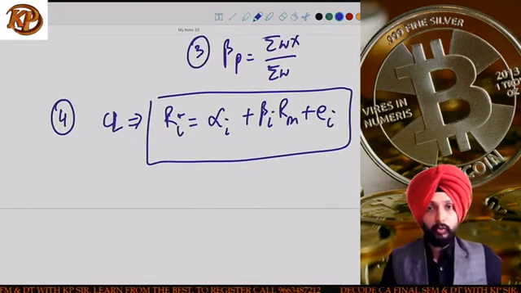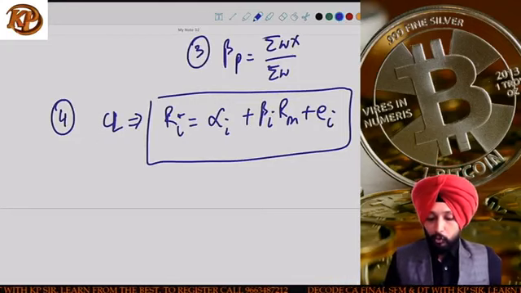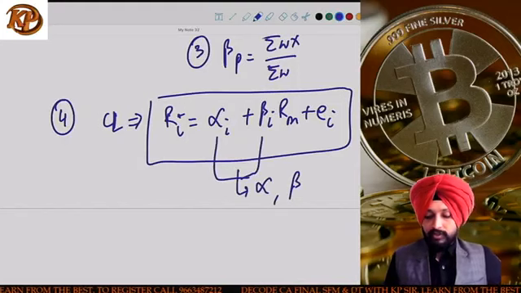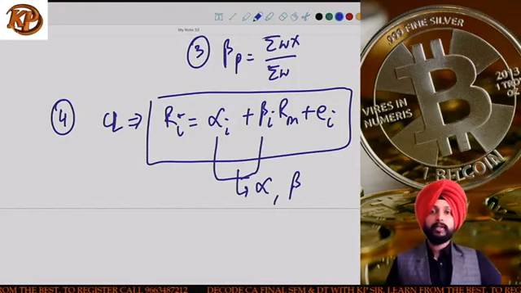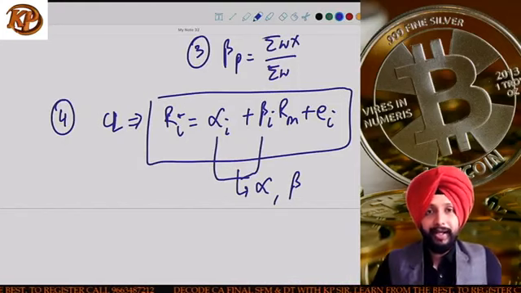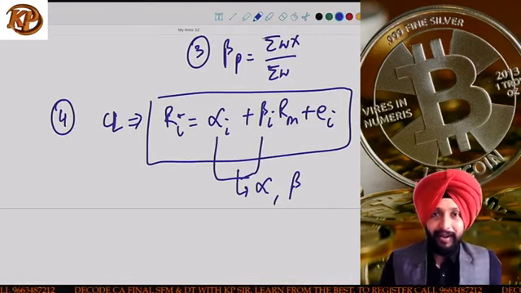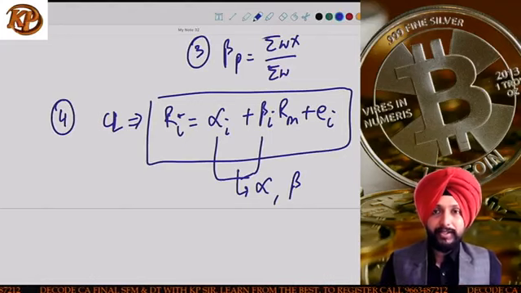They might ask you to write down this equation, and then they ask you about two parameters. There are two parameters of this. One is alpha, one is beta. Correct? You remember this? What is the equation of the characteristic line? Ri is equal to alpha i plus beta i Rm plus Ei. What is Ei? Ei is the error term.